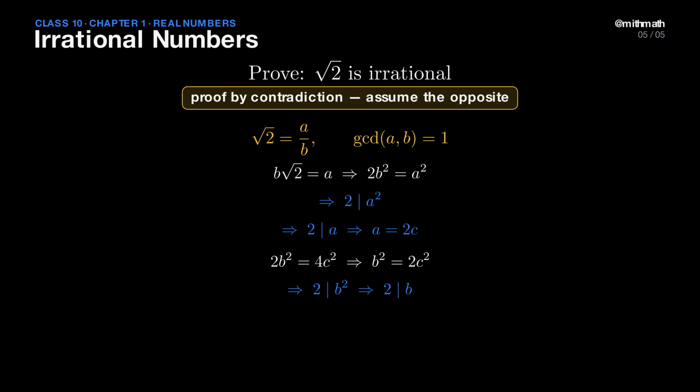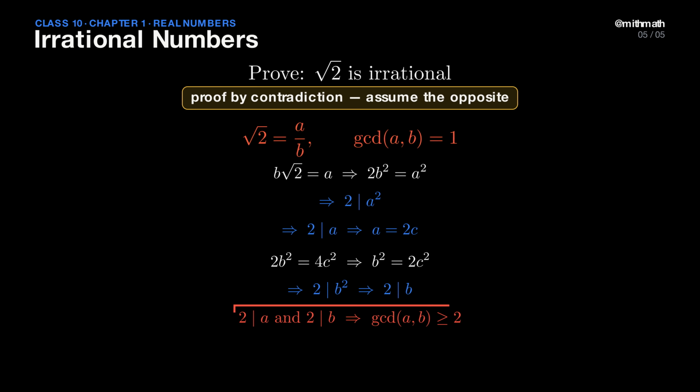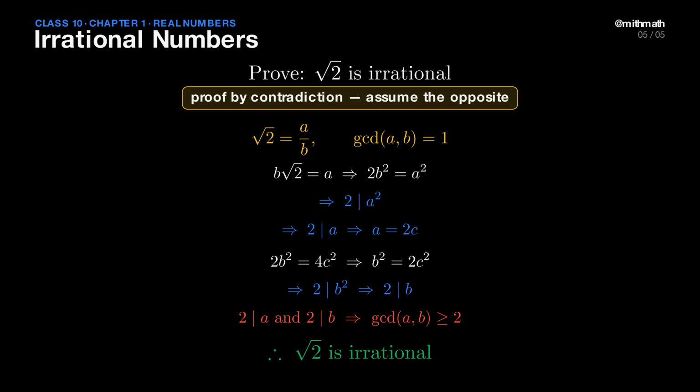By the very same reasoning, b squared is even, and so 2 divides b as well. But wait. We have now shown that 2 divides both a and b. Yet we began by insisting they share no common factor. That is a flat contradiction. The only thing that could be wrong is our very first assumption. So root 2 is not rational after all. The square root of 2 is irrational.